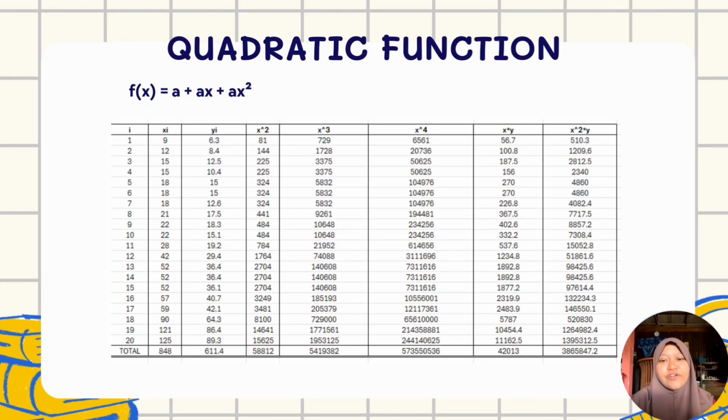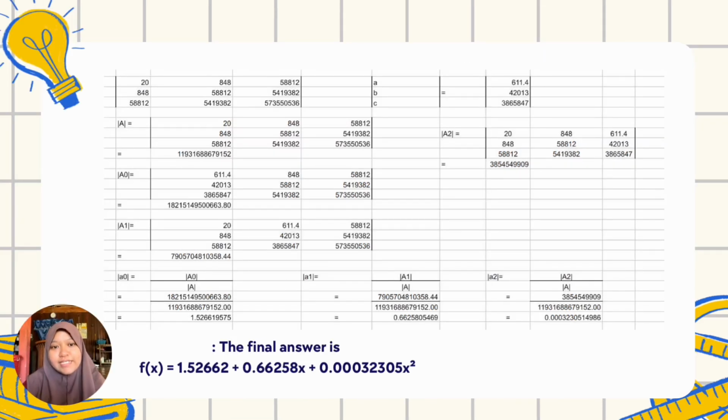So the general function of the quadratic is f(x) equal to a0 plus a1x plus a2x squared. From the data that we chose previously from data.gov from the Department of Environment, we need to find x squared, x to the power of 3, x to the power of 4, x times y, and x squared times y. For this slide, I will explain how we obtain the final quadratic equation using the least square method.